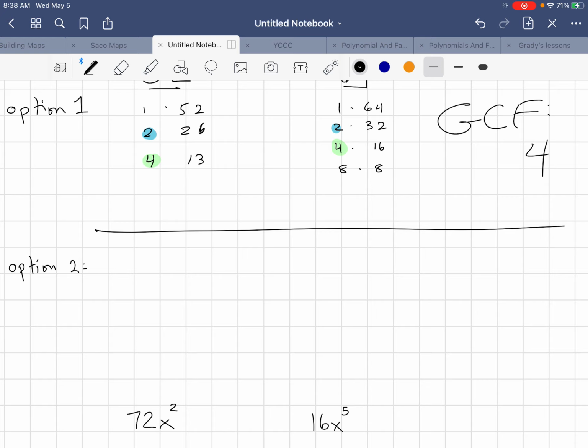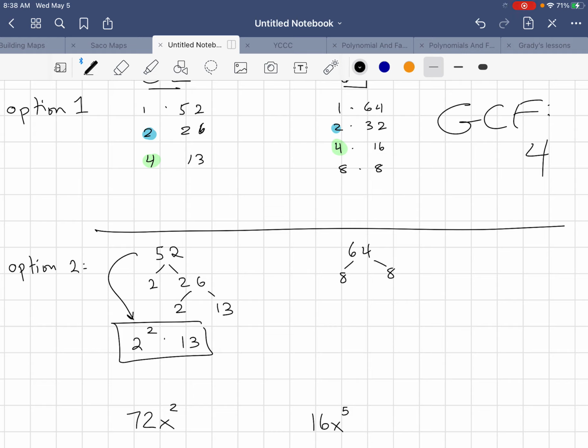Option 2 would be to do the prime factorization of each. So we're going to take 52. I like a factor tree, so 2 times 26. 26 is 2 times 13. So really 52 is 2 squared times 13. Now 64. I'll just do 8 and 8, which is 2 times 4, and this one's 2 times 4. So it's really just a bunch of 2's. This is 2 to the 6th power.